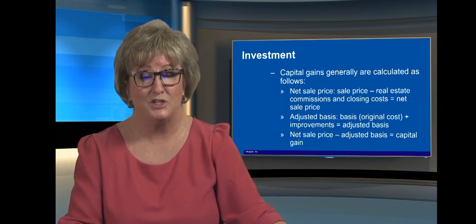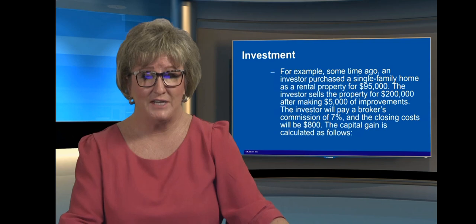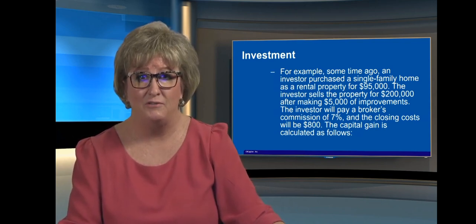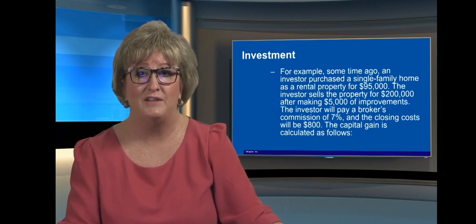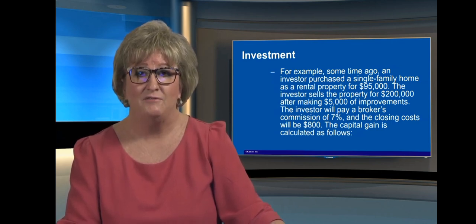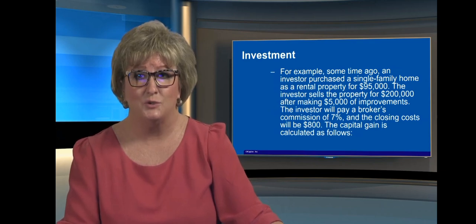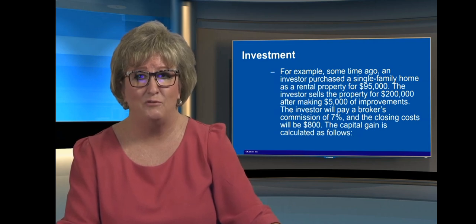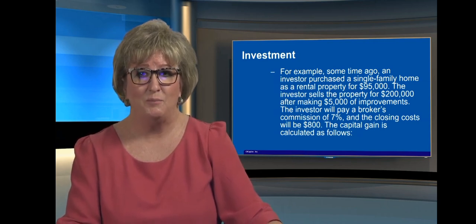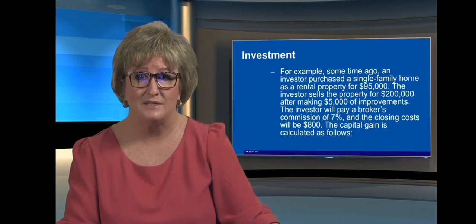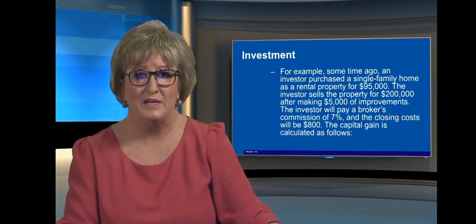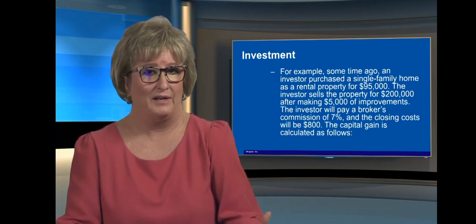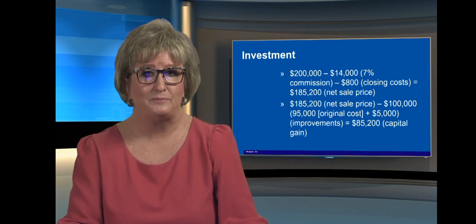For example, some time ago, an investor purchased a single-family home as a rental property for $95,000. The investor sells the property for $200,000 after making $5,000 of improvements. The investor will pay a broker's commission of 7%, and the closing costs will be $800. How do we calculate the capital gain? Okay, here's what we do.